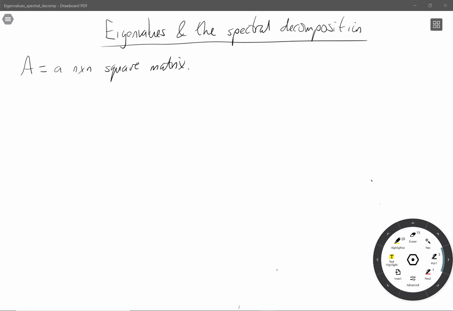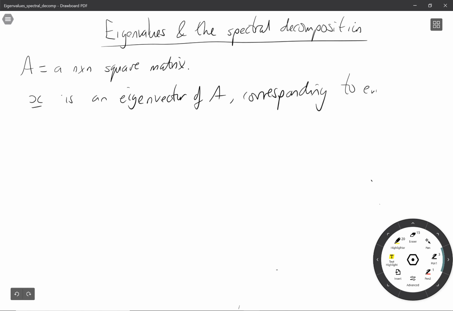Let's suppose A is an n by n square matrix. Then we say that X is an eigenvector of A corresponding to eigenvalue lambda if AX equals lambda X. If we think about A as a transformation, the eigenvectors of A are the directions in our input space that are unchanged by the transformation A. If you've got a vector in the direction X and you apply A, you get another vector in the direction X, but it's stretched or shrunk by a factor of lambda, that is the eigenvalue.